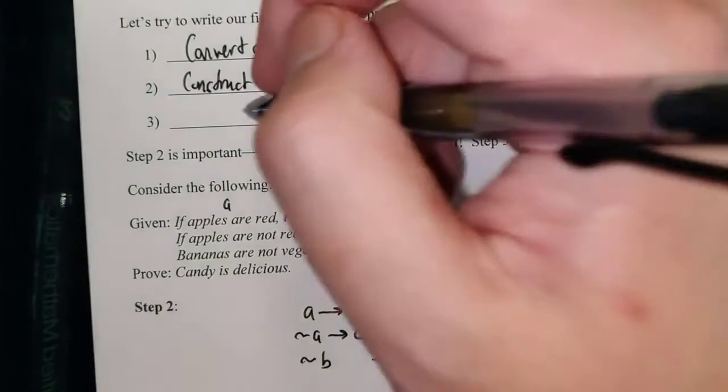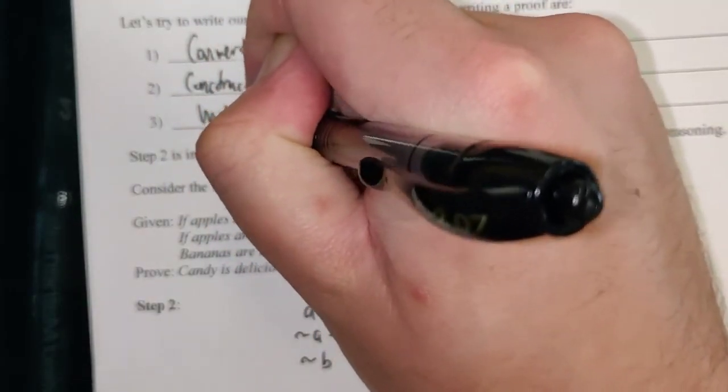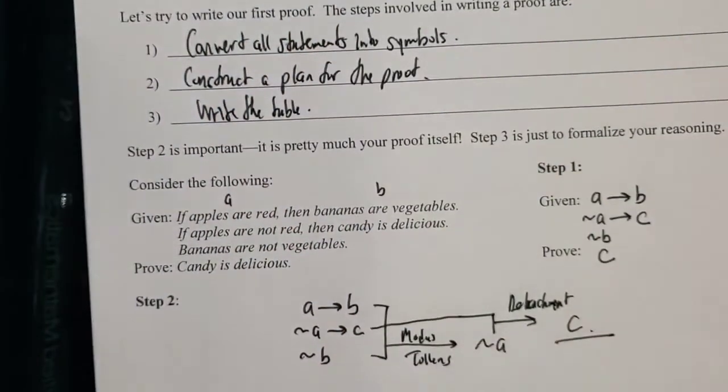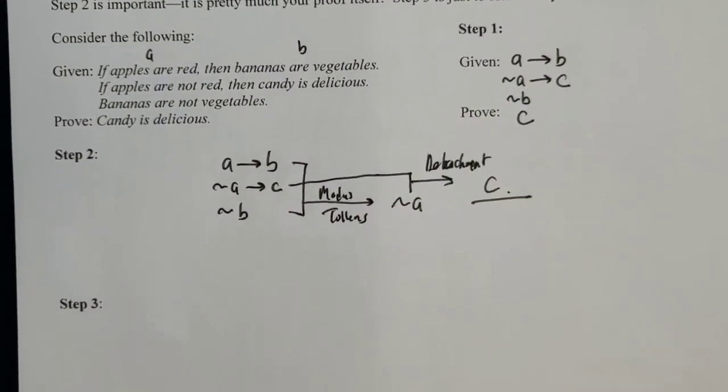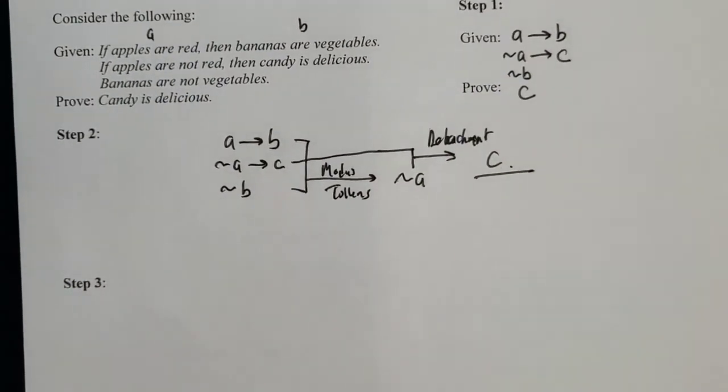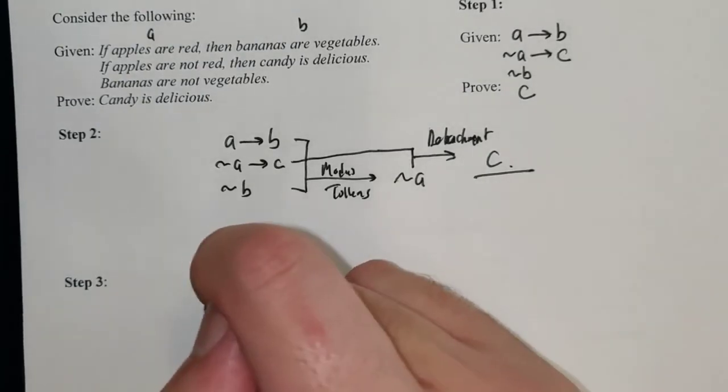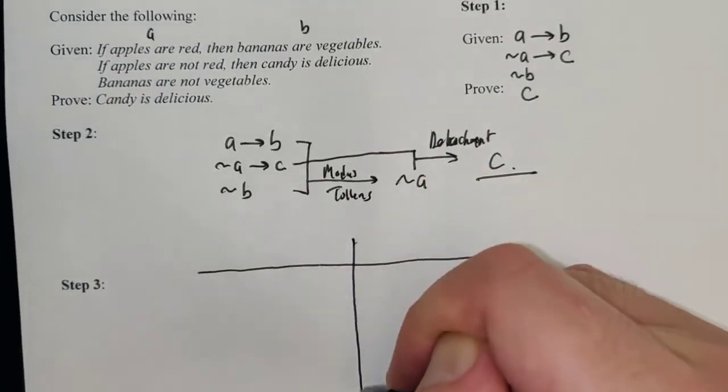And then finally, what we're going to do is write the table. And the nice part about constructing a plan for the proof is that if you constructed a plan for the proof, the table, I mean, you're basically done with the proof. It's just a matter of organizing everything. So now, let's write this out.